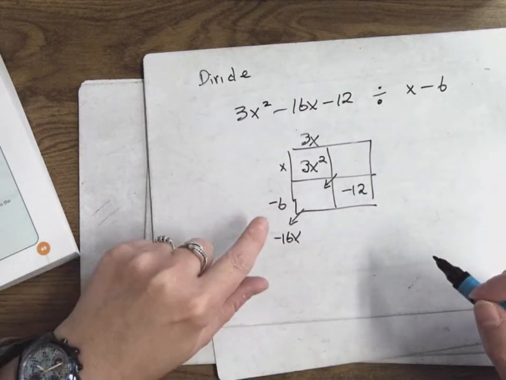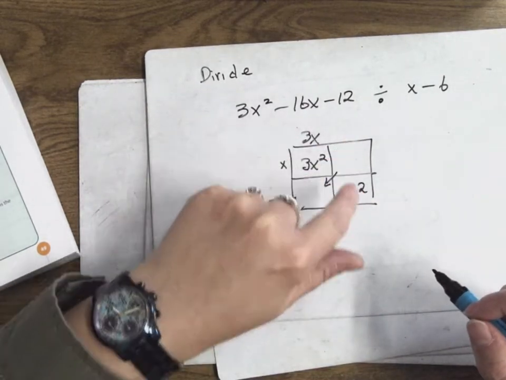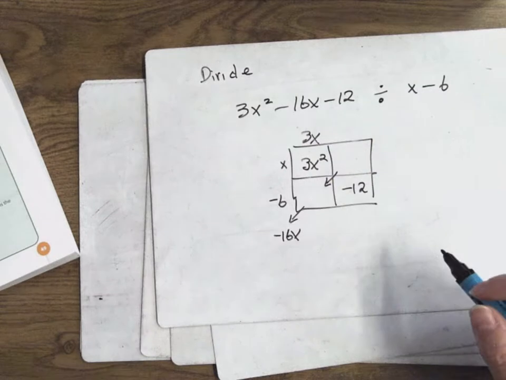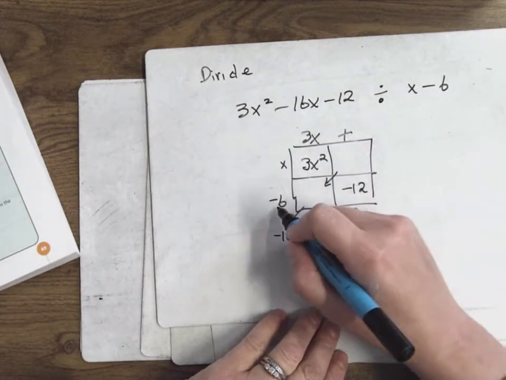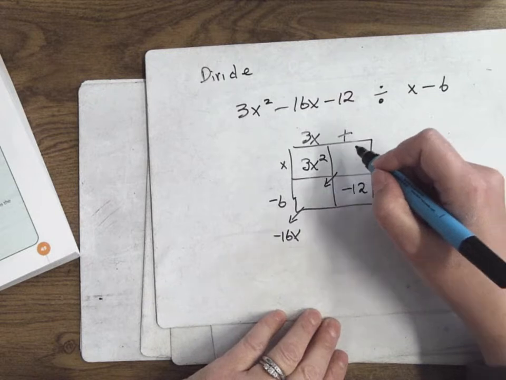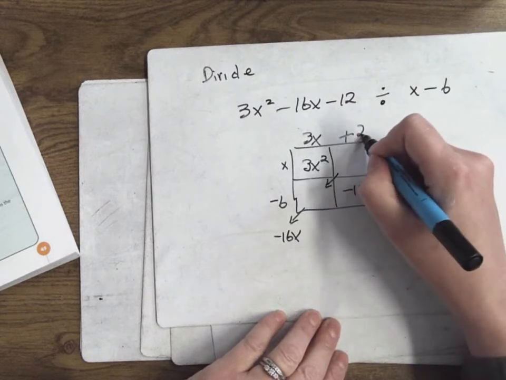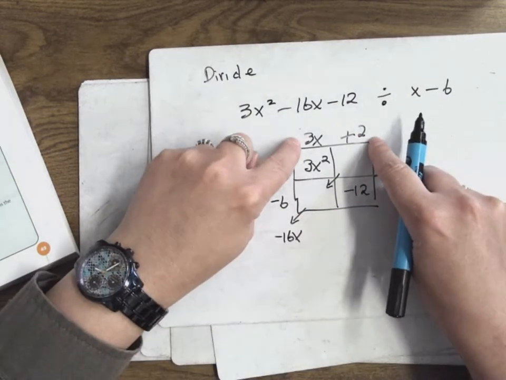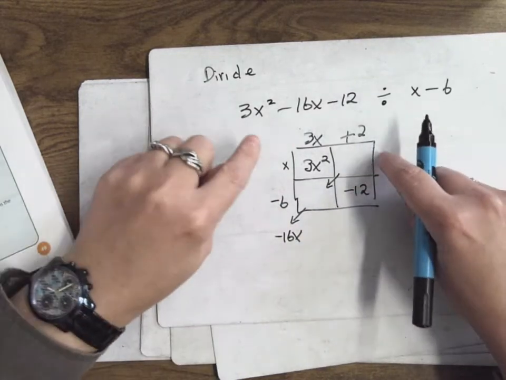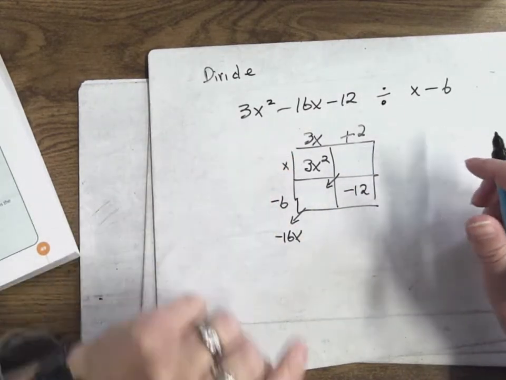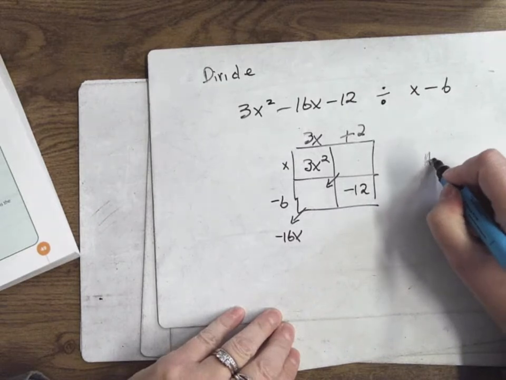Do the signs separately. A minus by what will give me a minus? A minus by a plus. And 6 by what will give me 12? 6 by 2. There's my answer. What are these boxes for? They're just a check to make sure you're right. But my answer is 3x plus 2. So the answer is 3x plus 2.